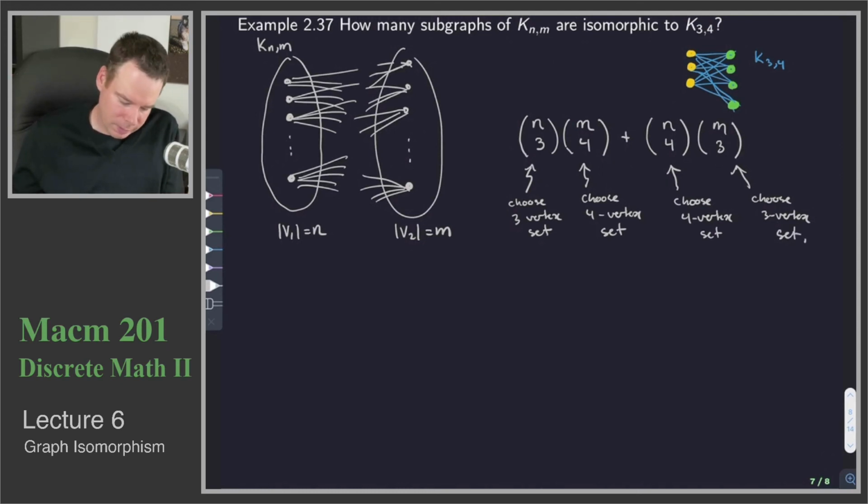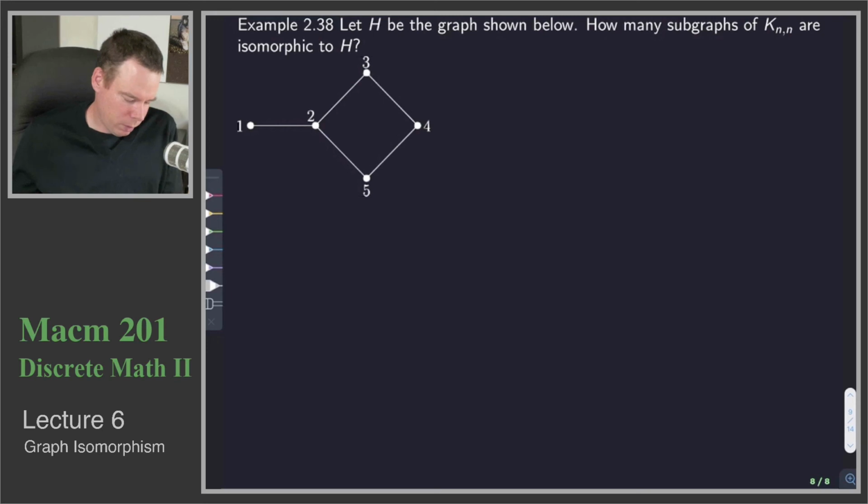All right, let's have a look at the last example. We want to find how many subgraphs of Knn there are that are isomorphic to this graph. Basically a square with an extra edge attached to it. So we're looking at Knn, the bipartite graph which has an equal number of vertices on both halves of the bipartition.